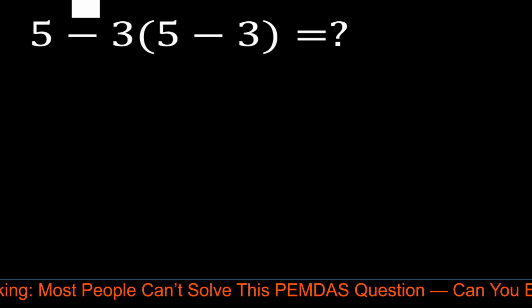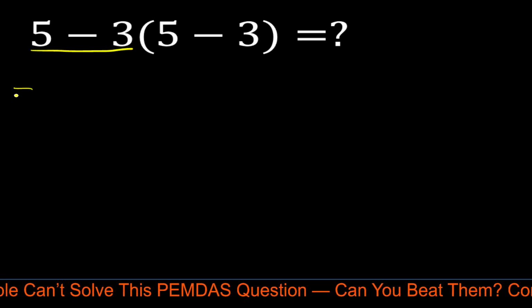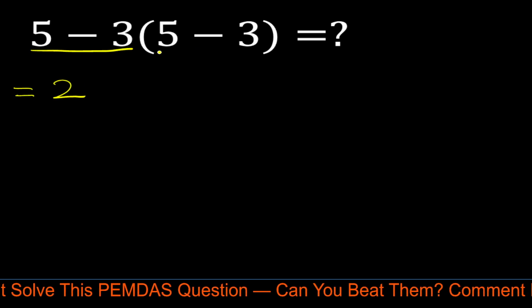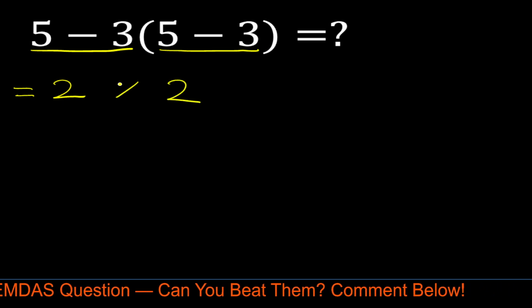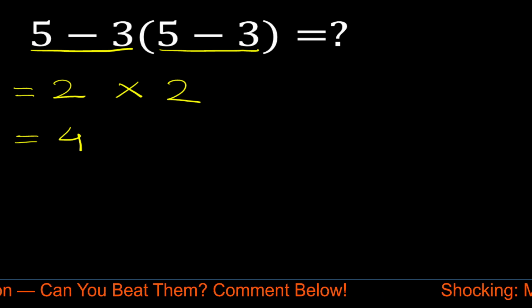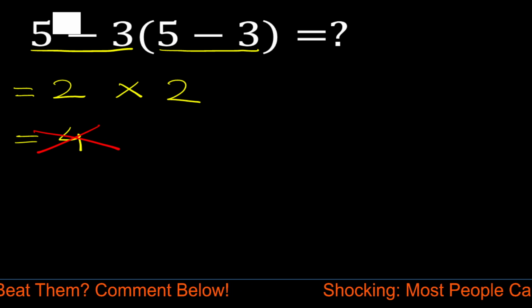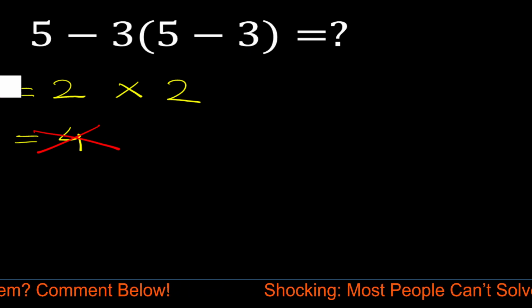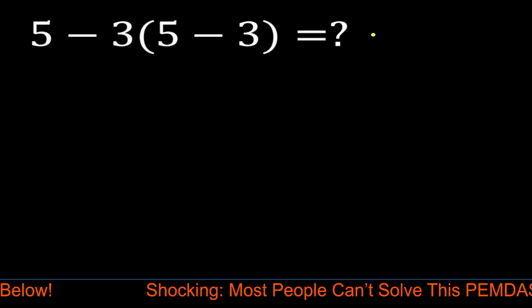So most people solve this question like 5 minus 3 is equal to 2, right? Then again 5 minus 3 is equal to also 2. Now 2 times 2 is equal to 4, right? But this answer is not correct. This answer is completely wrong. So now let's solve this problem correctly by using the PEMDAS rule.